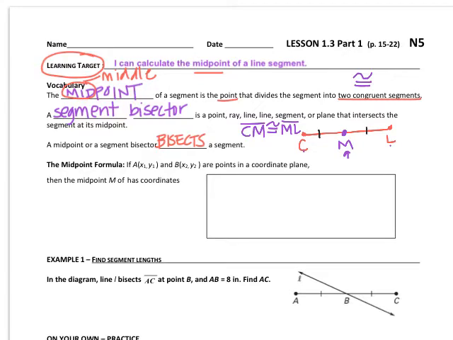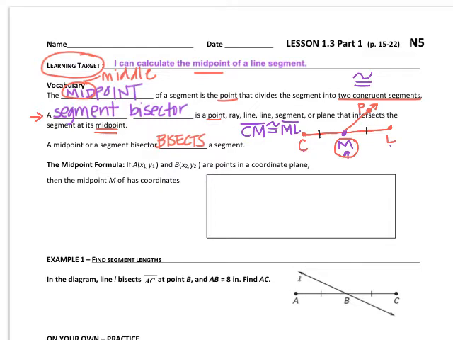Okay, so going back to our vocabulary, we see that we have a vocabulary term, segment bisector. Well, what is a segment bisector? It could be a point, like we have here, point M. It could be a ray. If I draw a ray off of here, let's say this is point P. It could be another line. It could be another line segment, or it could be a plane that intersects the segment at its midpoint. Okay, so the main idea is that something, a line, a plane, a ray, a point, is cutting a segment in half. That's called a segment bisector.